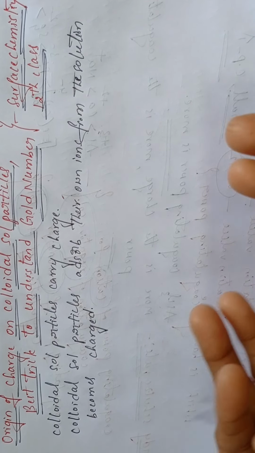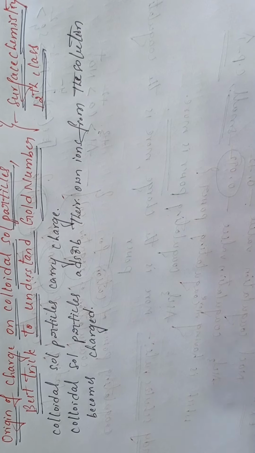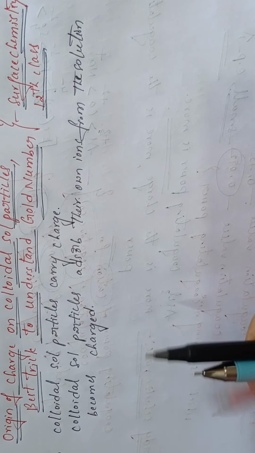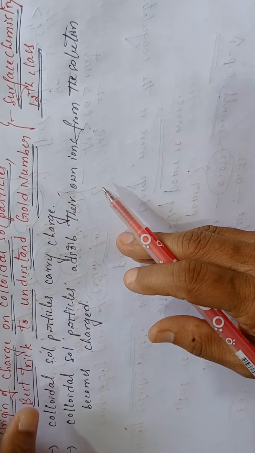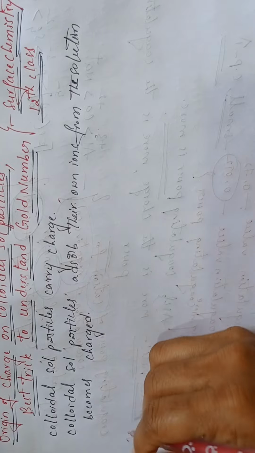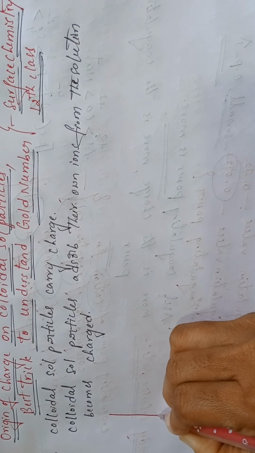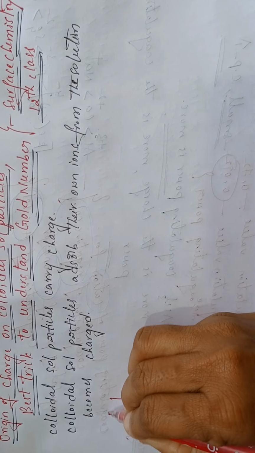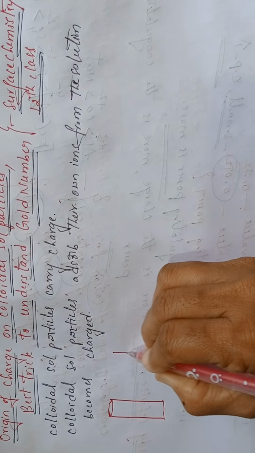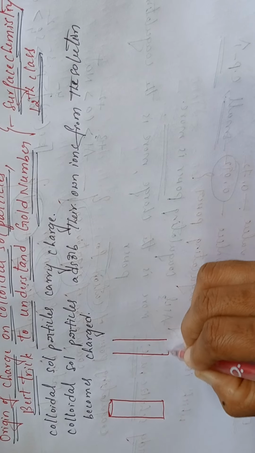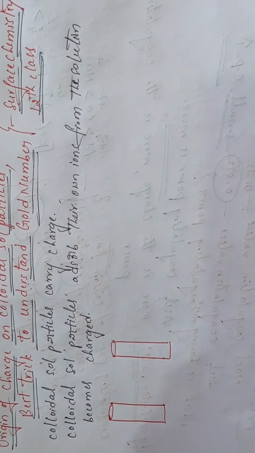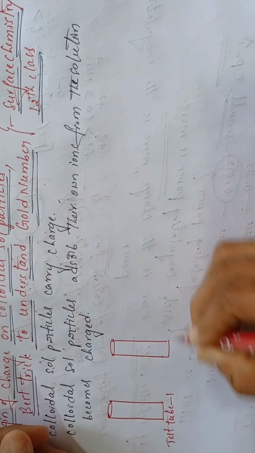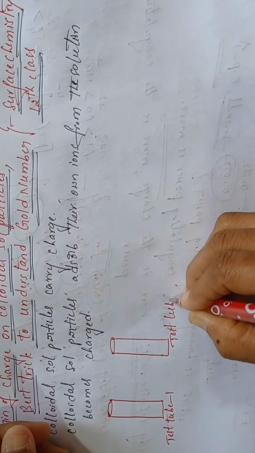So what is meant by absorbing their own ions from the solution? I'm going to discuss it with one example. See here, I'm taking two test tubes. This is test tube 1 and this is test tube 2.